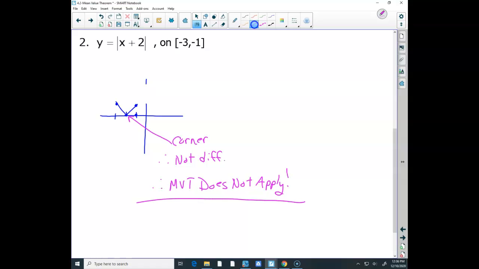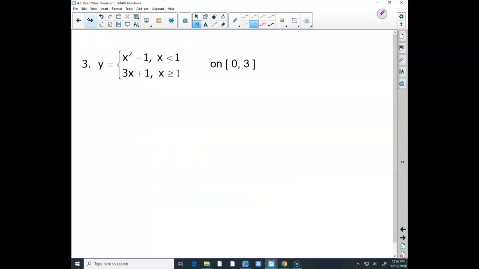Okay? Therefore, it doesn't apply. What am I going to do? Well, I'm only going to state the value C if it does apply. It doesn't apply here, so I'm on to my next problem.